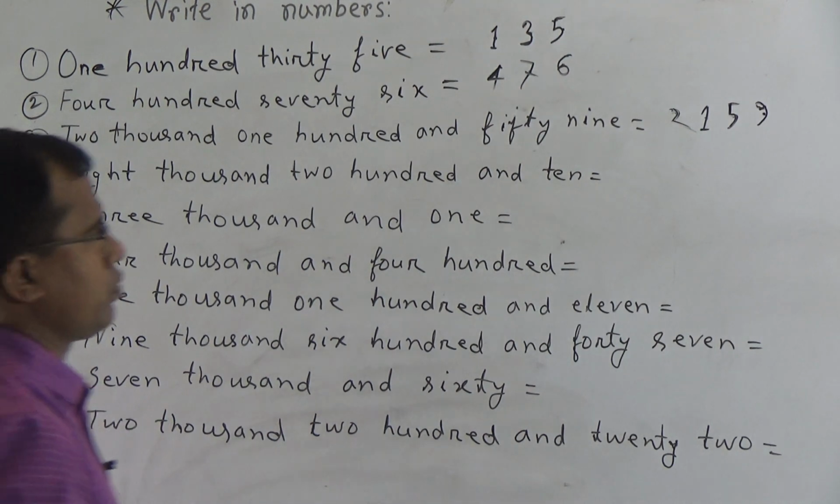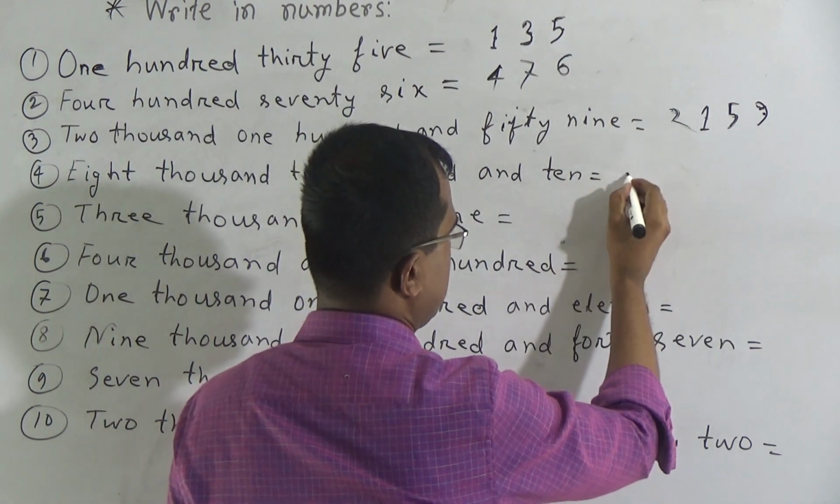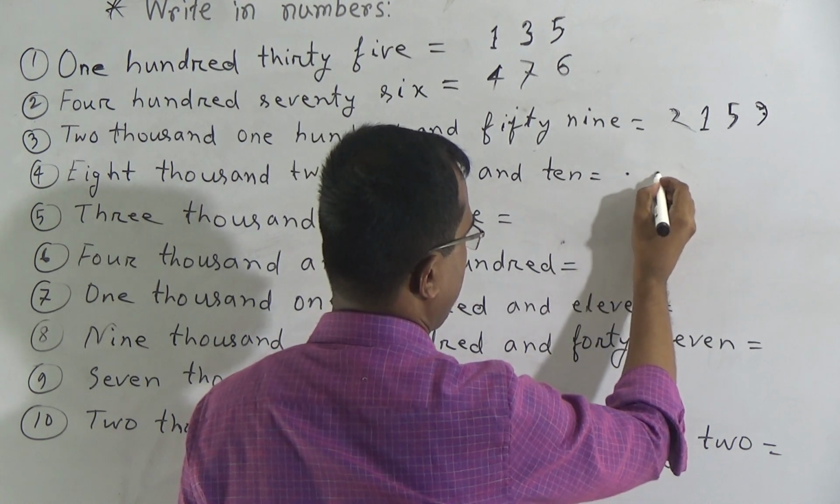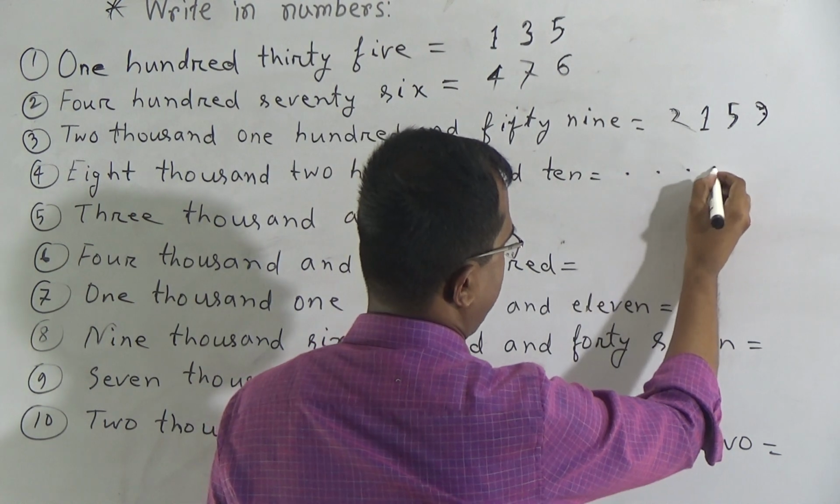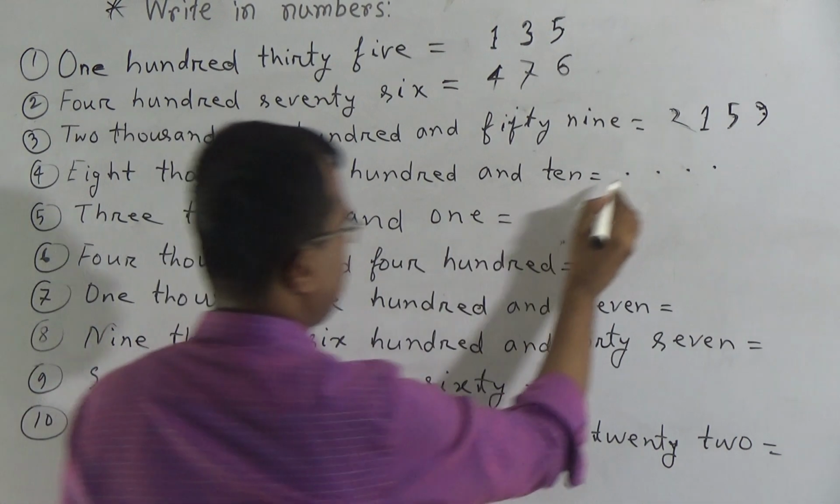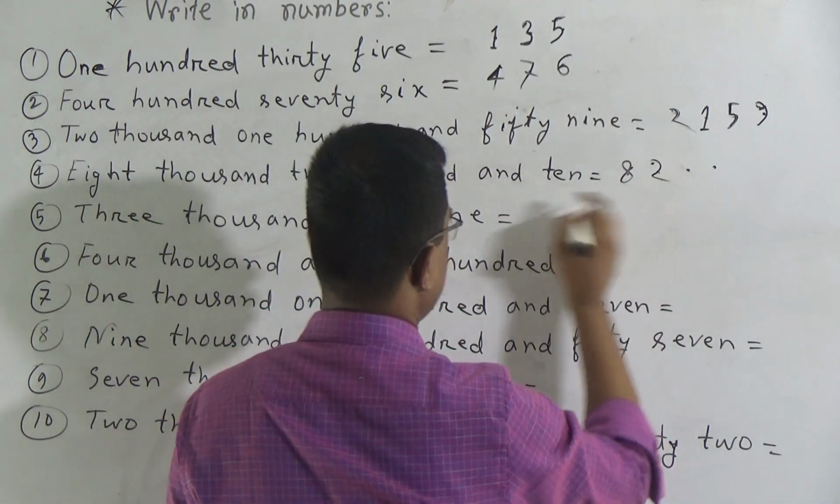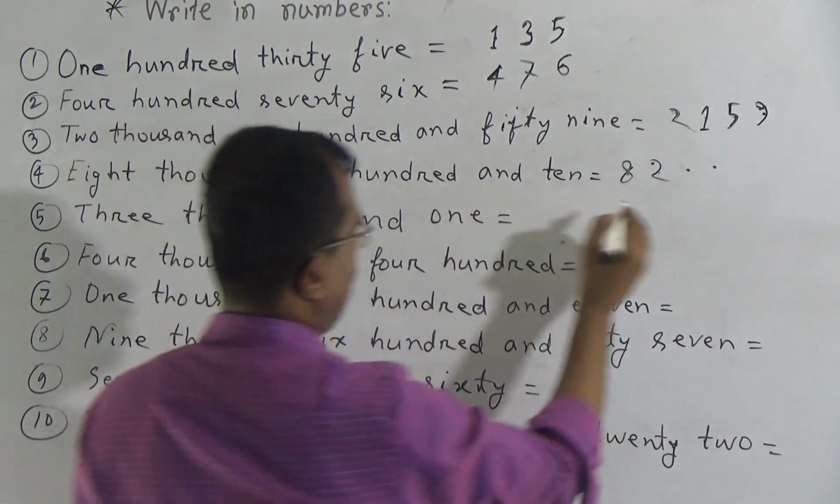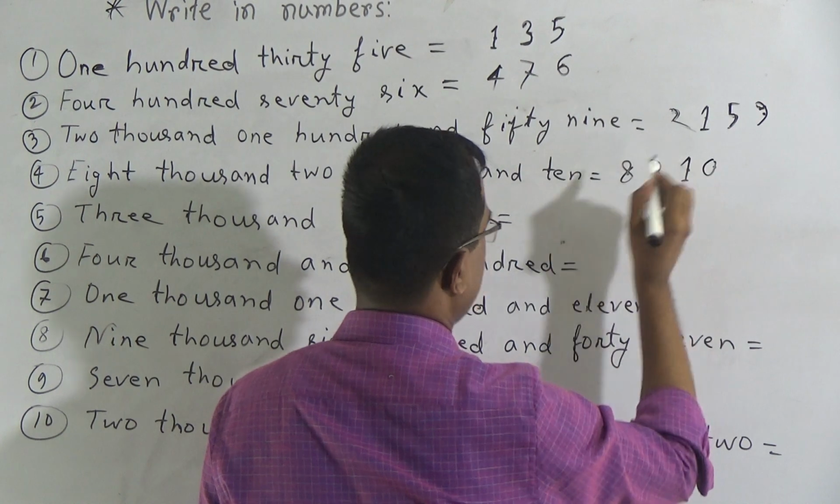Now next number, 8210. One dot for the thousands place, another one for the hundreds place, another one for the tens place, and another one for the ones place. In the thousands place 8 will come, 2 in the hundreds place, 1 in the tens place, and in the ones place 0 will come.